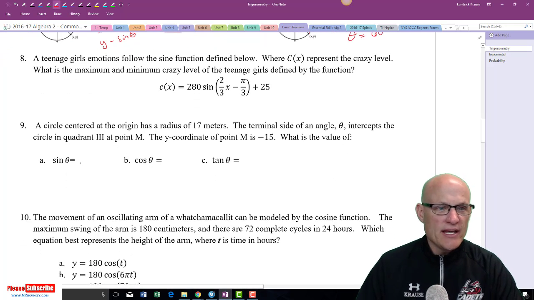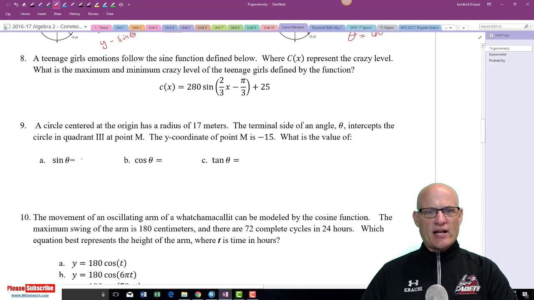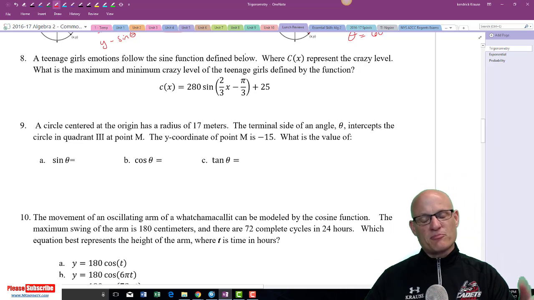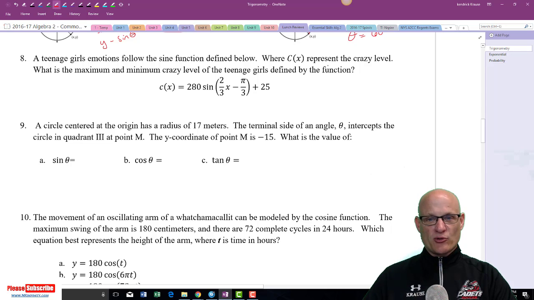All right, let's try this one. A teenage girl's emotions follow the sine curve defined below. I'm sorry, girls, I'm just messing with you. I was messing with a couple of the girls in one of my classes.